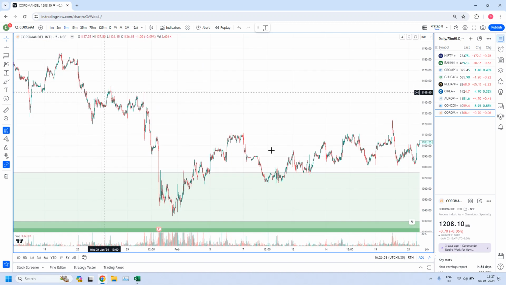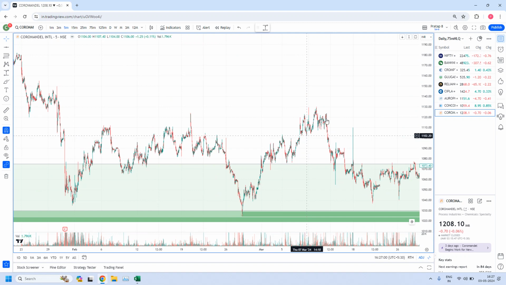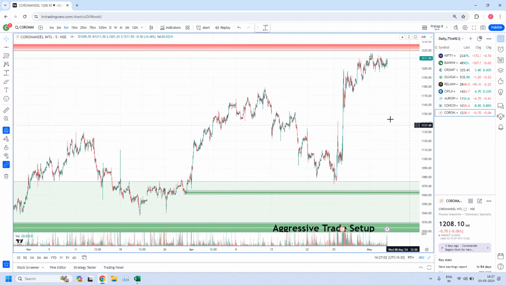Okay, this is about how I analyzed the stocks from these high liquidity zones.